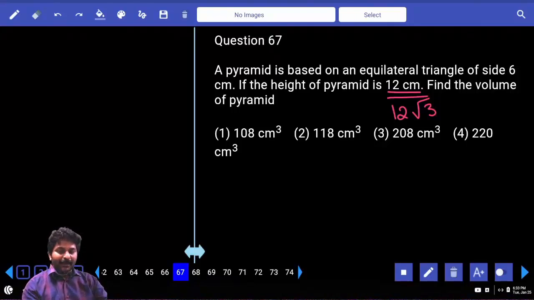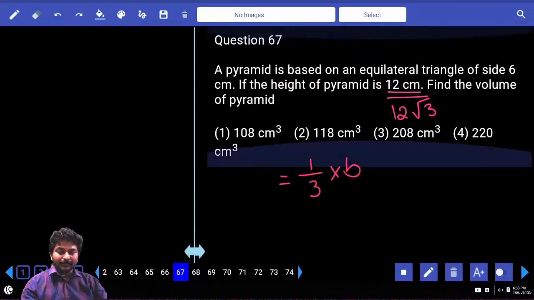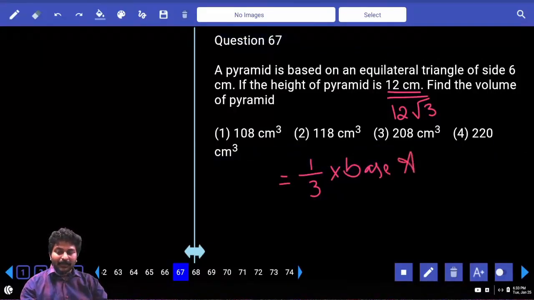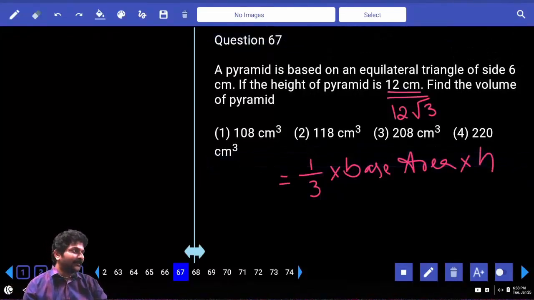Can you tell me volume of the pyramid? 1/3 into base area into height. What is base looks like?